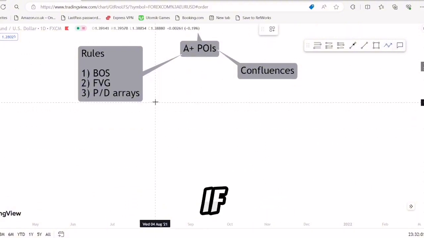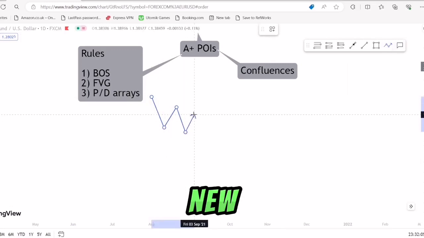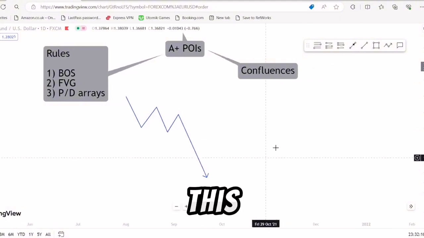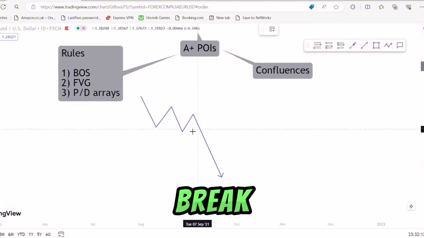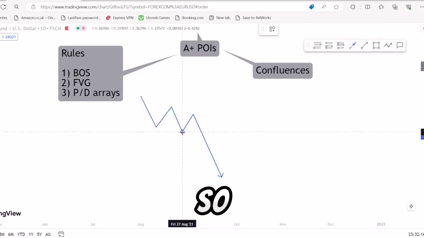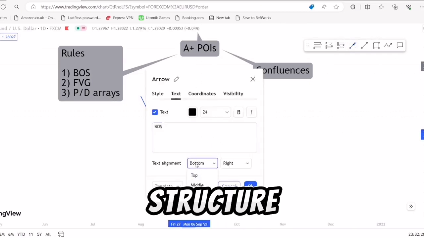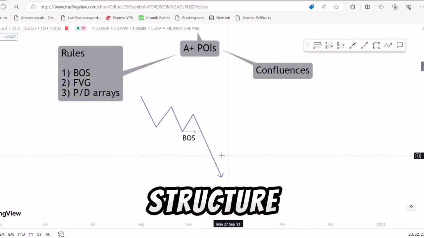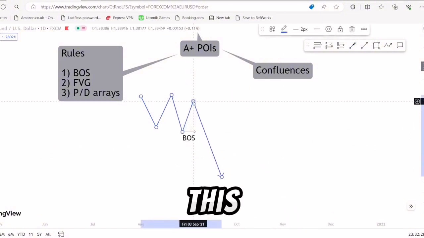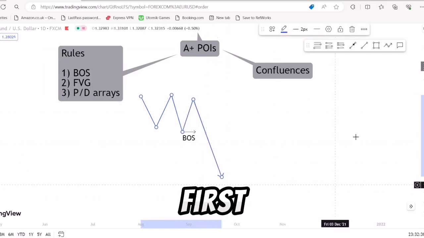Very simply, if we have price in a downtrend, we're going to see price creating lower lows and lower highs, and we're going to have a break of structure like this. This represents our structural break to the downside. So this is our first rule: we've seen price break something. More often than not it is going to be structure. So this high over here has successfully broken this low. That's the first thing we look for.